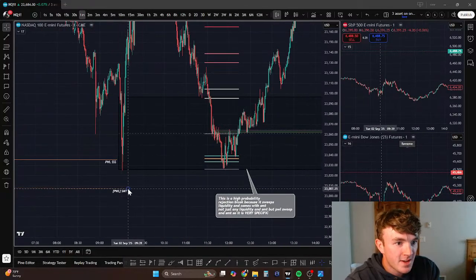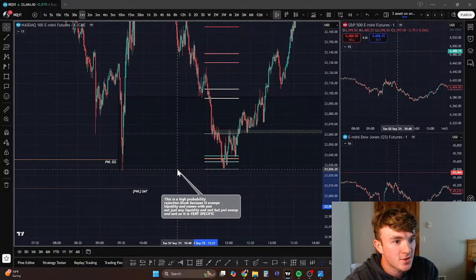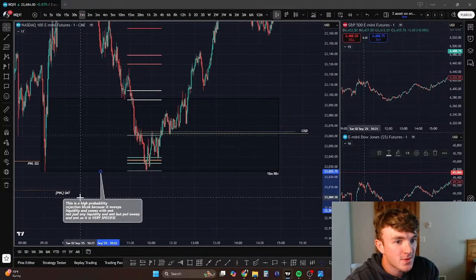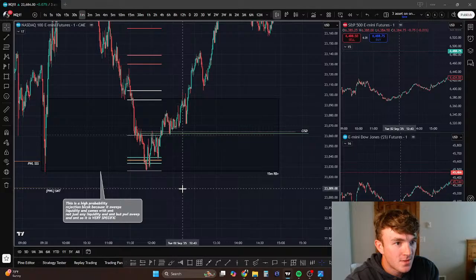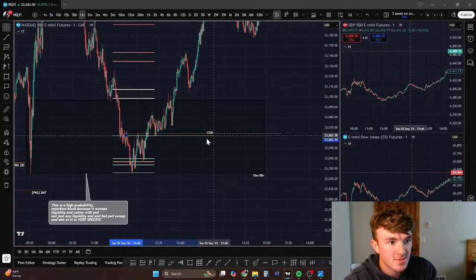15-minute rejection block. It's a very specific rejection block. It is the rejection block that took previous week's low with previous week's low SMT. So, it's hard to deny how specific this rejection block is.